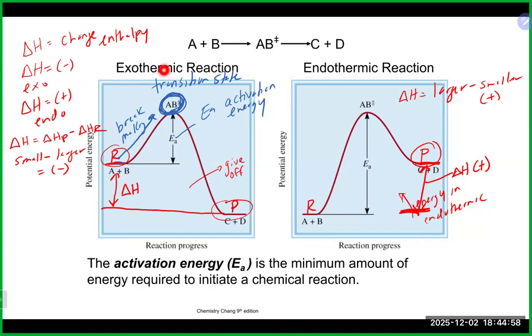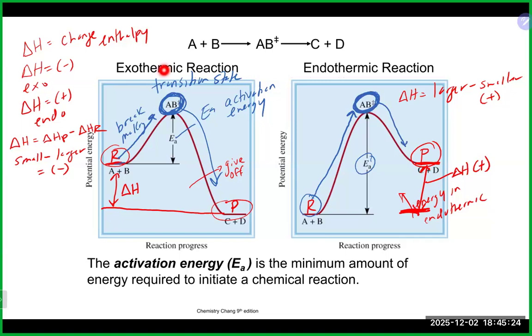It has partially made bonds and partially broken bonds, super unstable, and very quickly will kind of drop down the hill to make products. And you can see over here, here's our reactants on our endothermic, a much bigger hill to climb, right, to get to the other side. And that is our activation energy hill. Same thing here at the transition state. This is partially made bonds and broken bonds. Will kind of quickly drop to the other side.